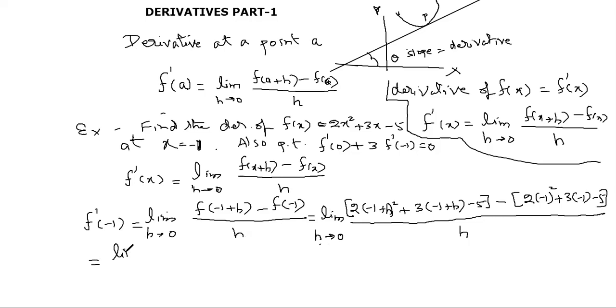Limit h tending to 0, 2 into a plus b whole square. So 1 square plus h square, not plus, because here it is minus, so minus 2h will come, using a square plus b square minus 2ab. And 3 will multiply, so this will become minus 3 plus 3h.